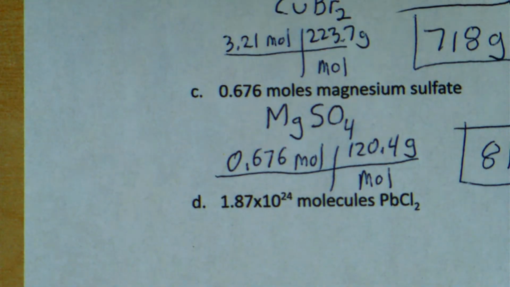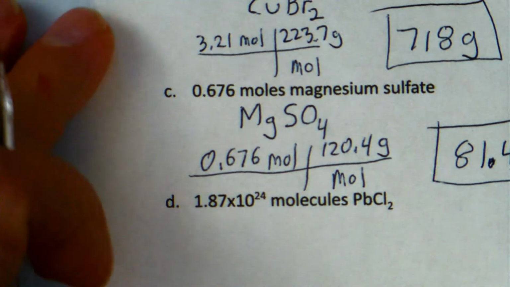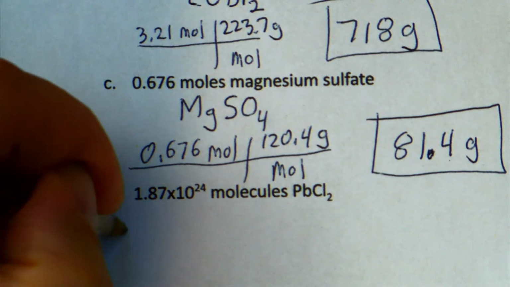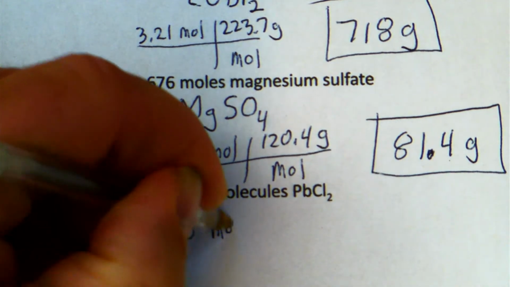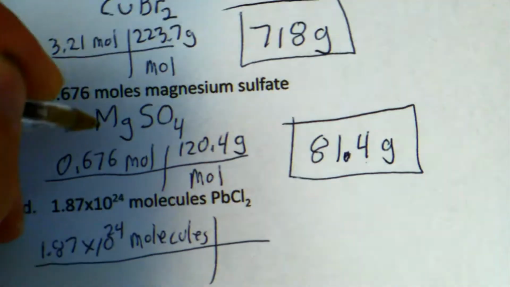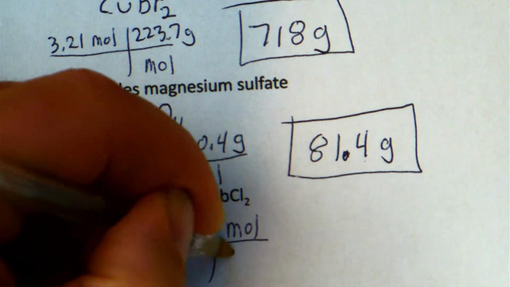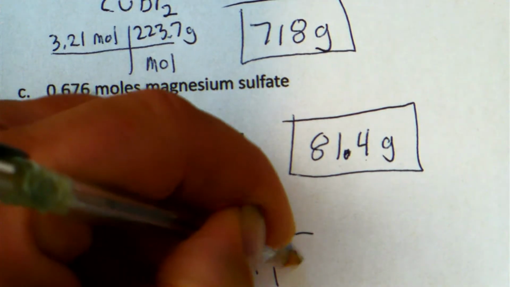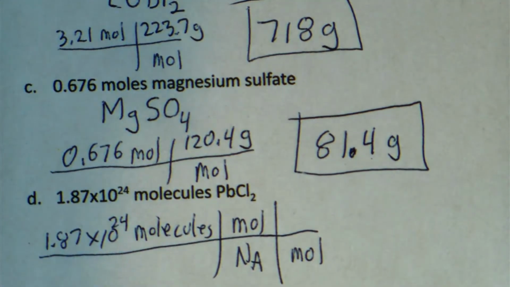Letter D, I have 1.87 times 10 to the 24th power molecules of lead 2 chloride. I need to take 1.87 times 10 to the 24th power molecules and convert that to moles, knowing that it's 1 mole for every Avogadro's number of them. Then I need to multiply it by the gram formula mass, the number of grams per mole.